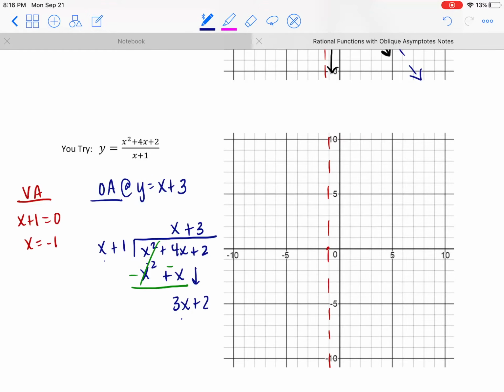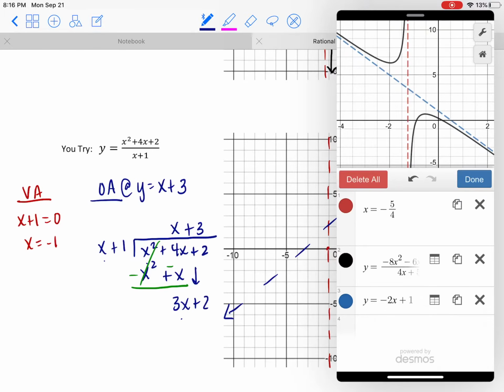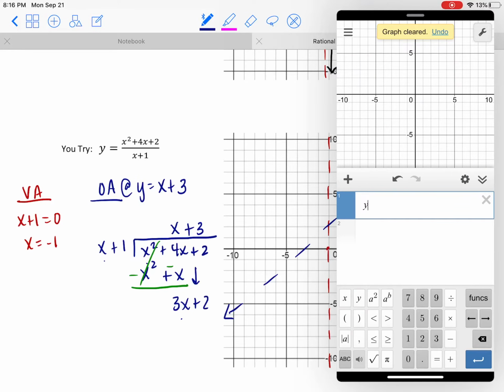Okay? So slope, or y-intercept of 3, and a slope of 1 means I can rise 1, run 1, make the next point. So I can make as many as I need here to create that oblique or slanted asymptote. And now let's go to Desmos to confirm everything.